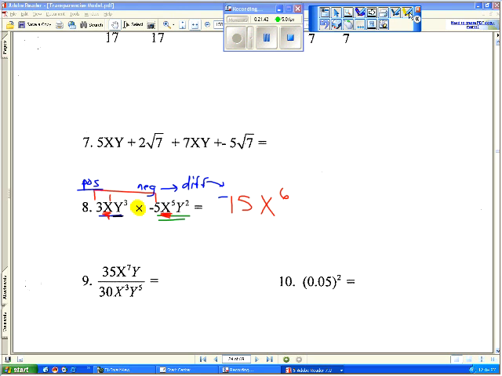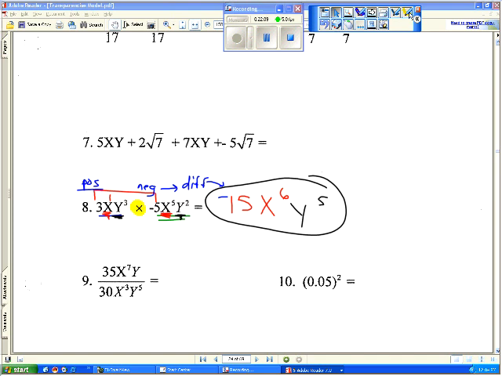y to the 5th. We multiply with like bases, y's with y's. We add the exponents, y to the 5th. When you multiply, you get a new name. When you add, the name stays the same. So compare that when you look at 7 and 8. On 7, our name stayed the same. On 8, we got a new name. Any questions so far?